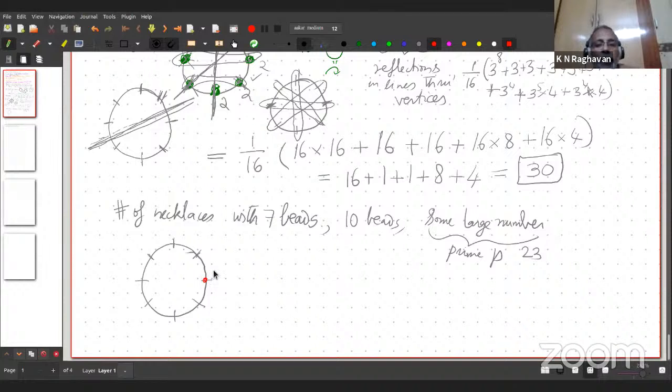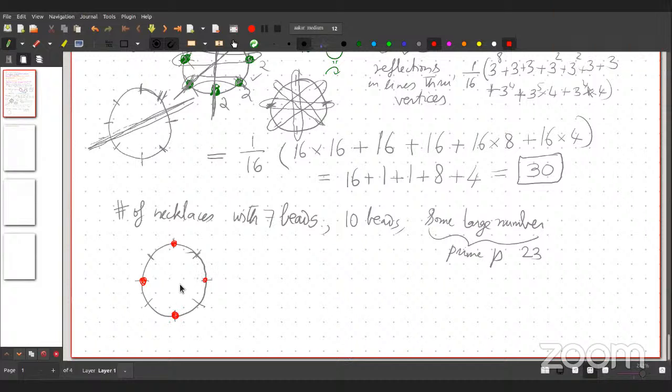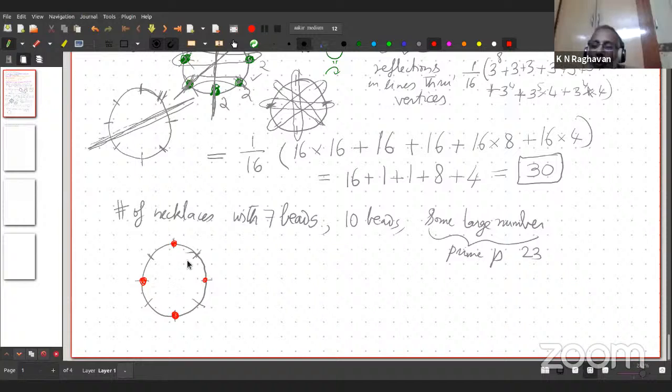So when I rotate by 90 degrees, this bead will go here, right? But I must get back the same diagram. So this should also be red. And when I rotate by 90 degrees, this goes here, but I should get back the same diagram, so this is also red. This is also red. It's alternating color, red and blue. No, don't think like that. Don't think alternating, it's better not to think like that. These 4 are the same color. That's what it means.